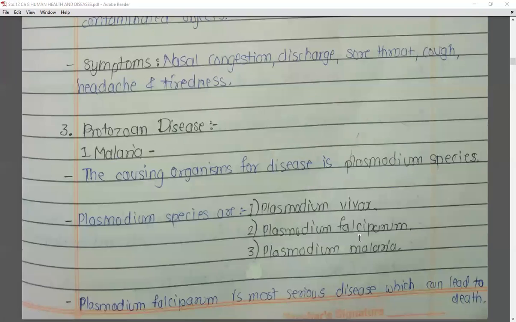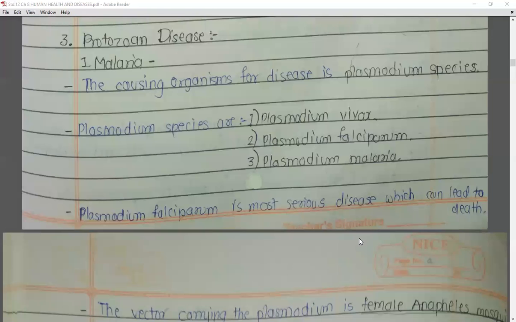The third type of disease is the protozoan disease, right? These are some of the most dangerous ones. In the protozoan disease, the first we are going to see is malaria. The causing organism for malaria is the Plasmodium species, and they are of three types. The first is Plasmodium vivax, the second is Plasmodium falciparum, the third is Plasmodium malariae. So these are the three causing organisms which cause malaria, right?